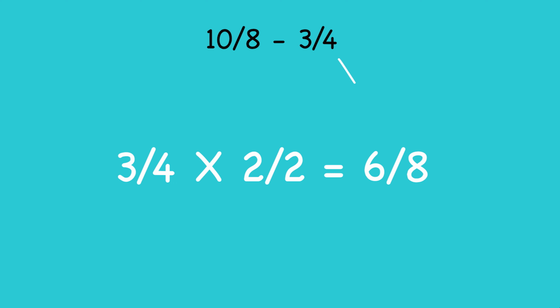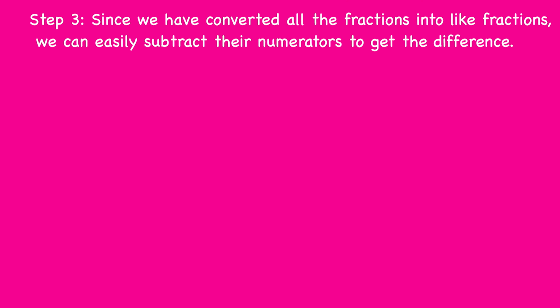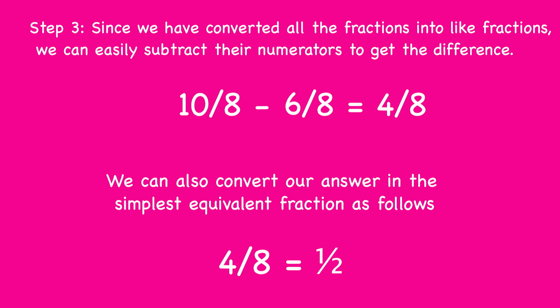However, the next subtrahend 3 by 4 needs to be converted into its equivalent fraction in order to bring the same denominator as LCM. Hence, we will multiply both numerator and denominator by 2 and write its equivalent fraction as 6 by 8.